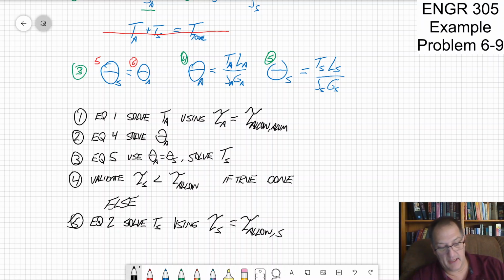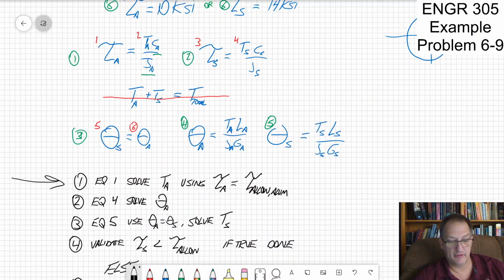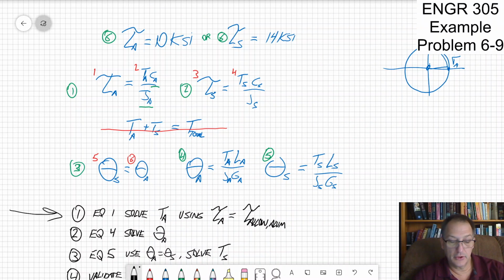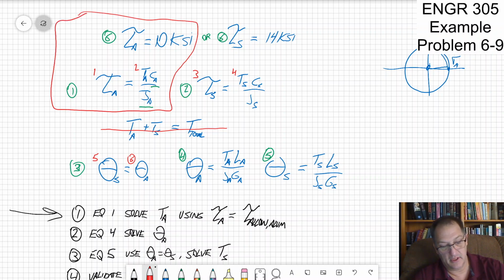So step 1, solve equation 1 using the shear that's allowable for the aluminum. Shear allowable for the aluminum is right here. So these two equations are going to allow me to solve for the torque in the aluminum.